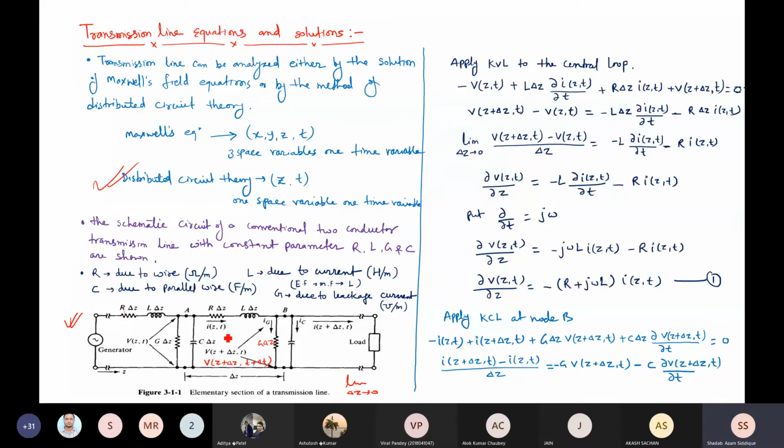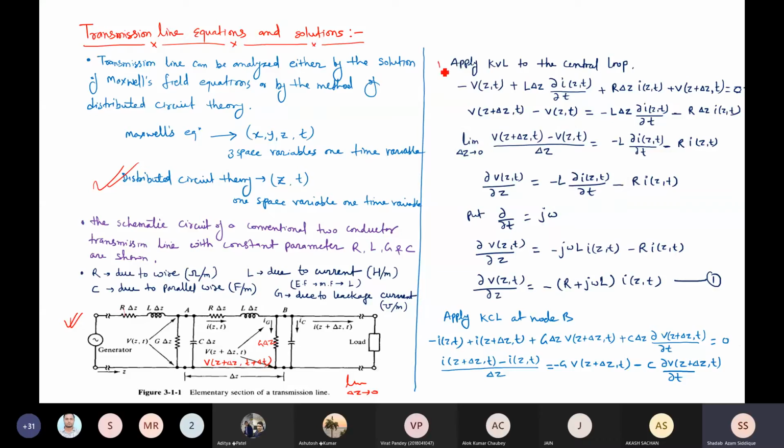Now you can see we have the current which is moving inside this small element, that's called I(z,T), and coming out from this is I(z+Δz,T). Again you can say T plus ΔT, but we have taken T. So this is for simplification purpose. Now we will try to take KVL and KCL, Kirchhoff's voltage law and Kirchhoff's current law, under some assumptions.